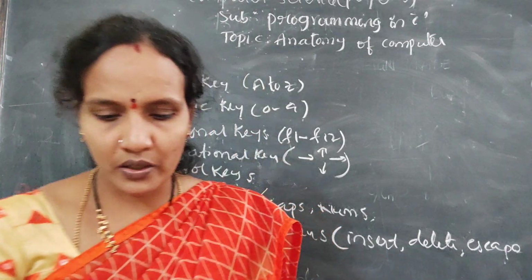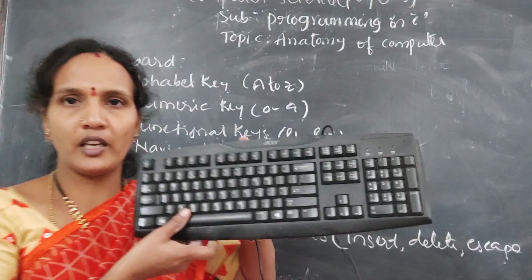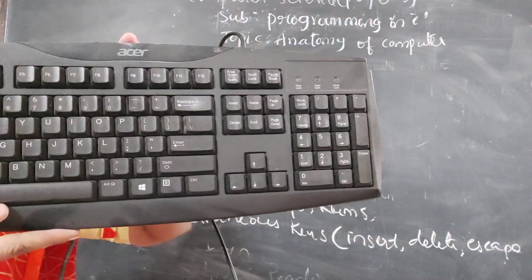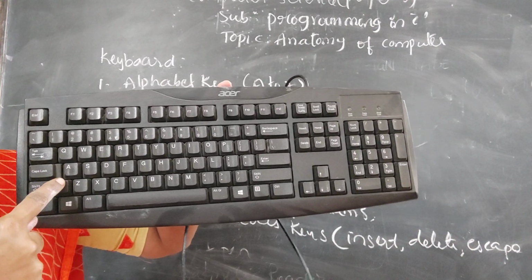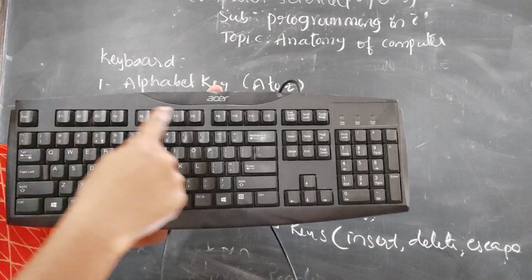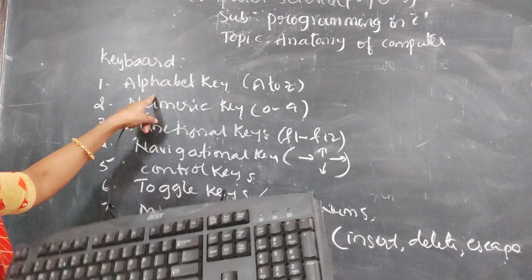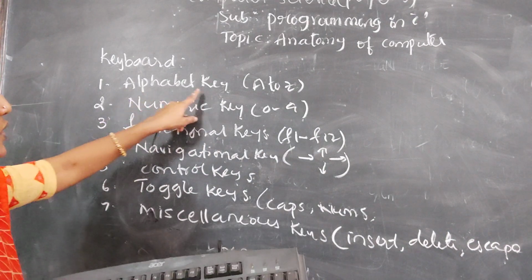Okay. So this is your keyboard. I think you can see the keyboard. Here total 104 keys you will get. Okay. At the top, according to the list I have given, I will explain. What is the first one?